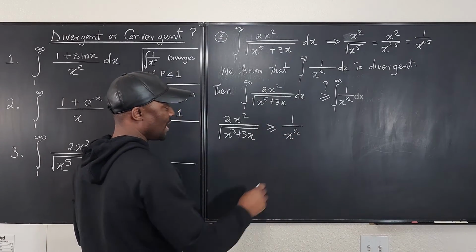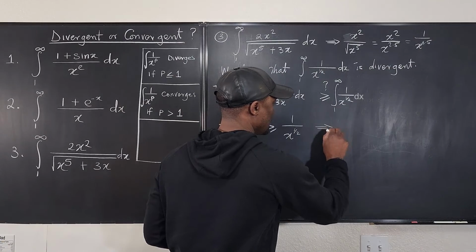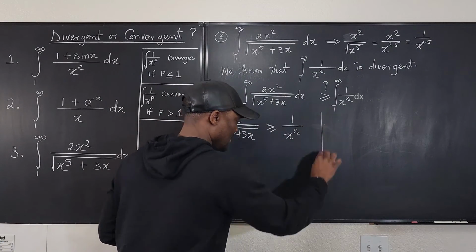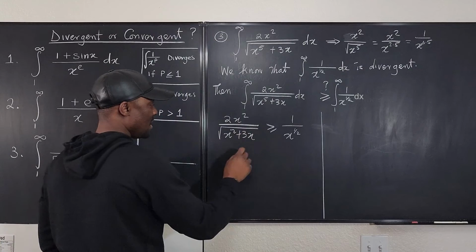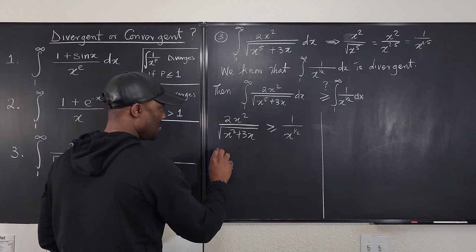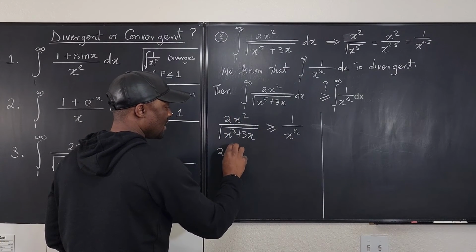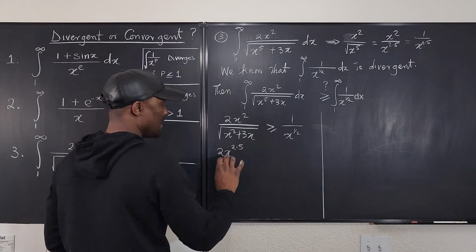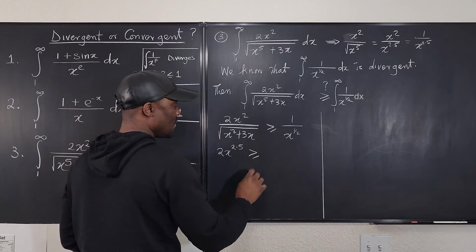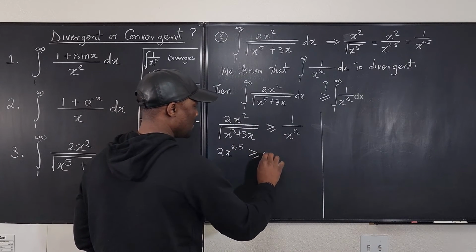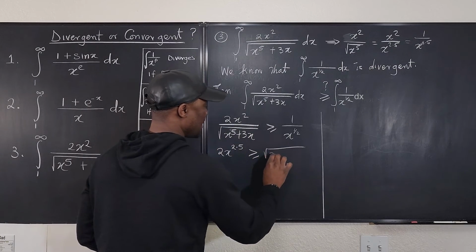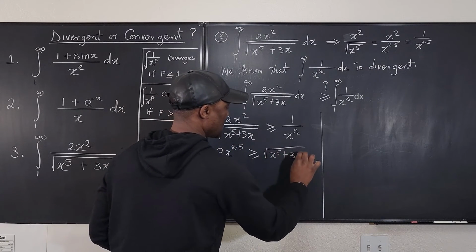If I cross multiply, what would I get? Let's go this way and divide the board. So if I multiply this by this, this is going to be 2x to the 2.5, because I'm going to add them together, so I'll leave it that way, is greater than or equal to the square root of x to the fifth plus 3x.